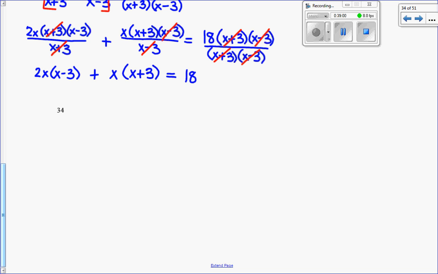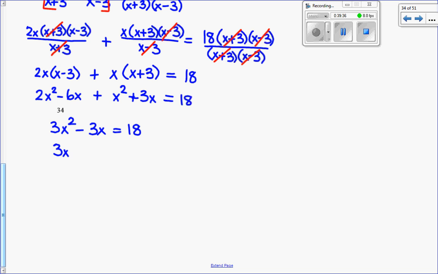Okay, multiply 2x times x minus 3, 2x squared minus 6x, plus x times x plus 3 is x squared plus 3x equals 18. Now I'm going to combine like terms. I've got 2x squared plus x squared, that's 3x squared, minus 6x plus 3x is negative 3x equals 18. I can see right away that this is going to be a quadratic equation that I have to solve. And so I'm going to put all of my terms on one side and equate it to 0. 3x squared minus 3x minus 18 equals 0.